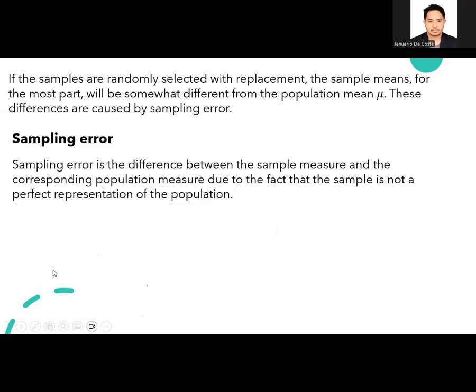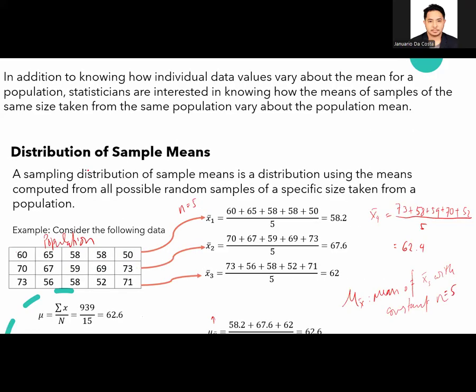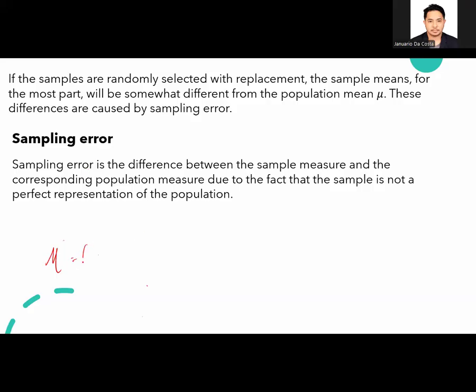Now, next we are discussing the sample mean. The mean of the total population is 62.6. And then the sample mean x bar that we got is 62.4. So the values are not the same; you have a little bit of sampling error going on here. The difference between these is what you call the sampling error.